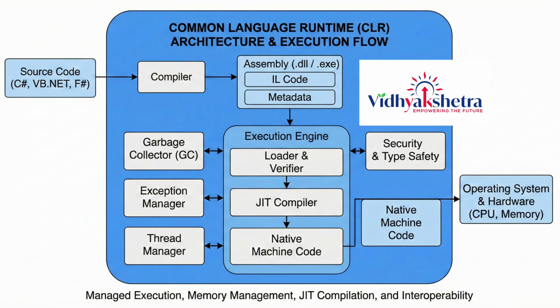When a method is invoked for the first time, the CLR checks whether it has already been compiled into native code. If not, the IL for that method is passed to the JIT compiler. The JIT generates optimized native instructions specific to the underlying CPU architecture. The compiled code is then stored in memory and reused for future calls.